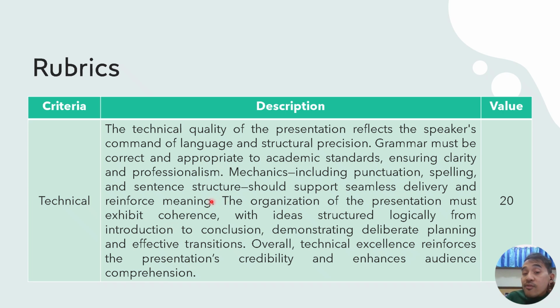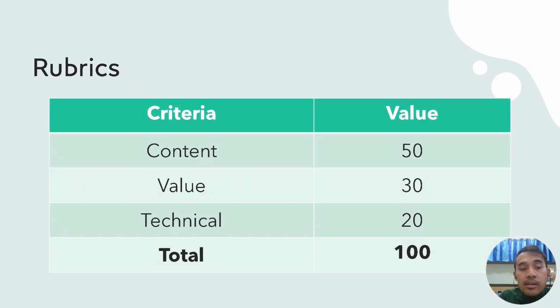The organization of the presentation must exhibit coherence, with ideas structured logically from introduction to conclusion, demonstrating deliberate planning and effective transitions. Overall, technical excellence reinforces the presentation's credibility and enhances audience comprehension. That is worth 20 points. In general, to be graded, content is 50 points, value is 30, technical is 20, and a total of 100.